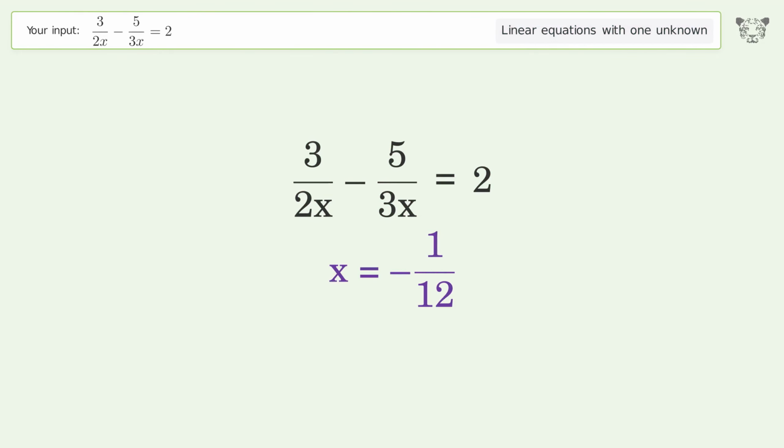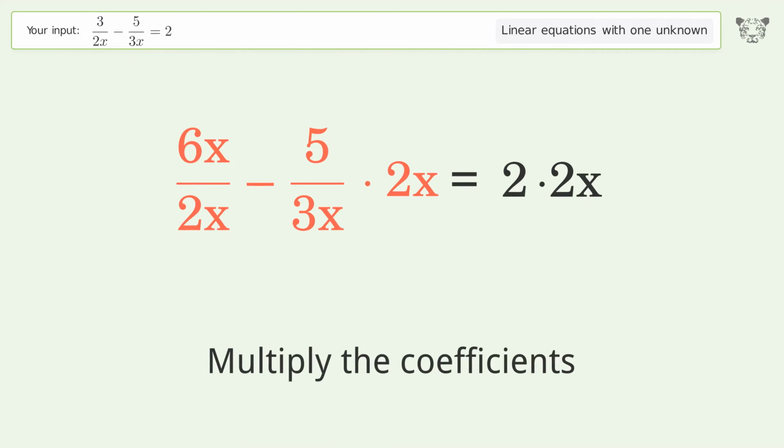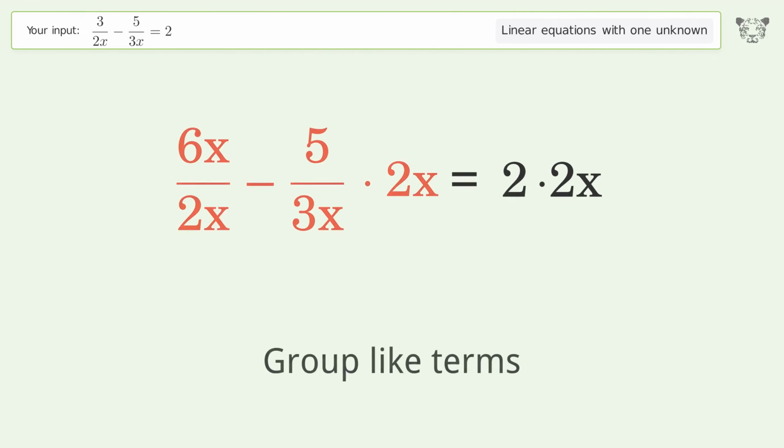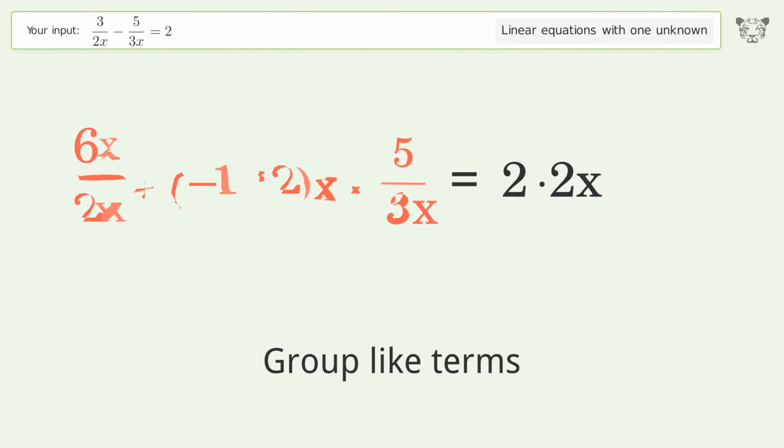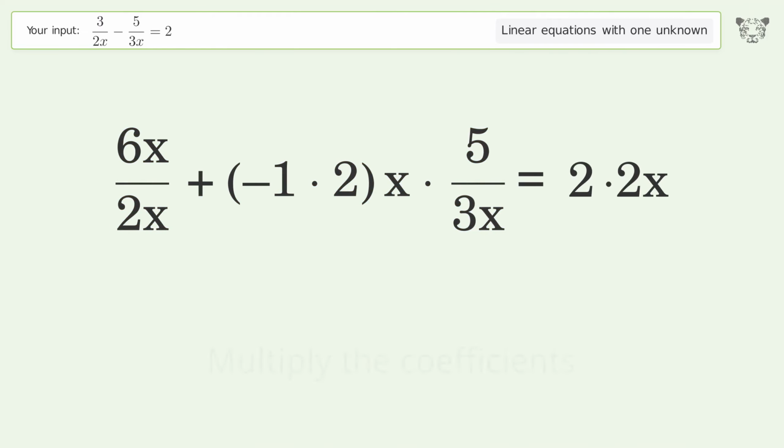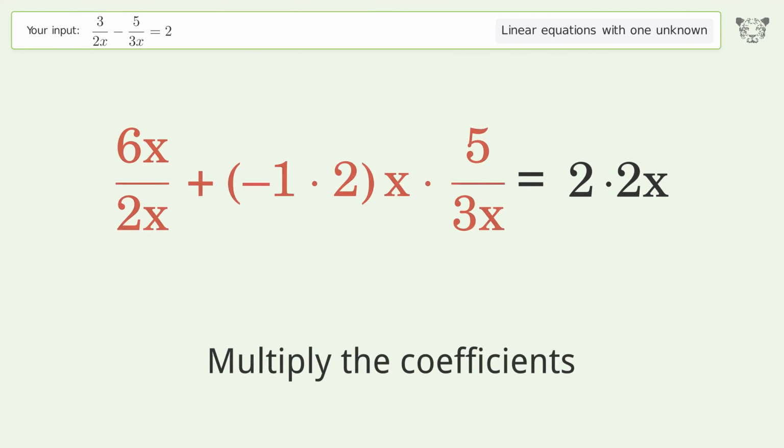Isolate the x. Multiply both sides by 2x. Expand the parentheses. Multiply the coefficients. Group like terms. Multiply the coefficients.